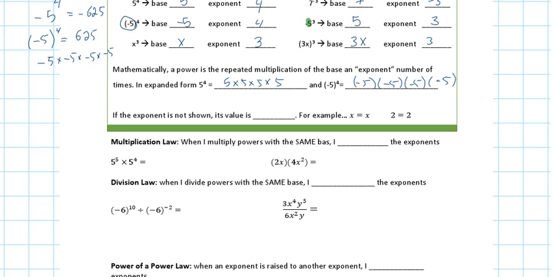If there is no exponent shown, what does that mean? What's your exponent then? 1. So if you have x by itself, it's x to the power of 1, or if you have 2 by itself, it's 2 to the power of 1.